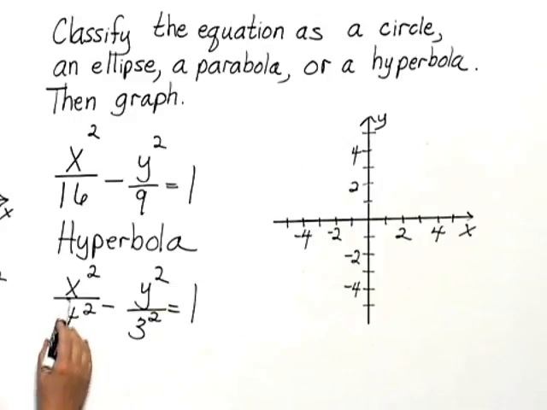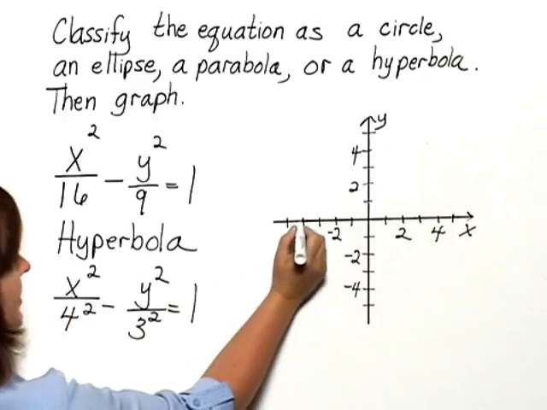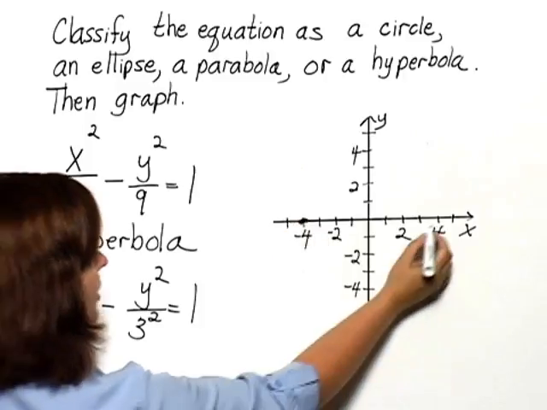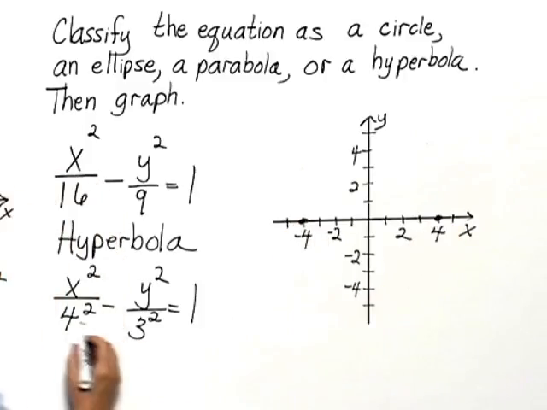The x squared term is positive. That means the hyperbola will go through the x-axis. It will have vertices at -4 and 4, and that comes from this 4 squared. It's not going to go through the y-axis.